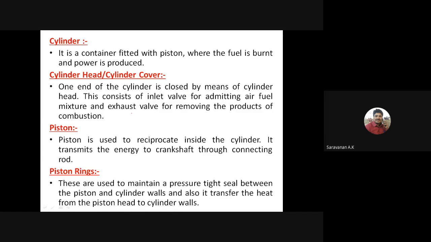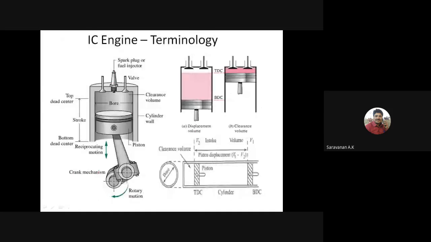Then the engine terminologies, right? It is a very important one. Where the combustion takes place, that is the combustion chamber. The bore diameter is the inside diameter of the cylinder. The inside diameter of the cylinder is called the bore, and we have two dead centers, right? One is the top dead center and the other the bottom dead center. While the piston is reciprocating, the upper region is called the top dead center and the bottom region is called the bottom dead center, right?